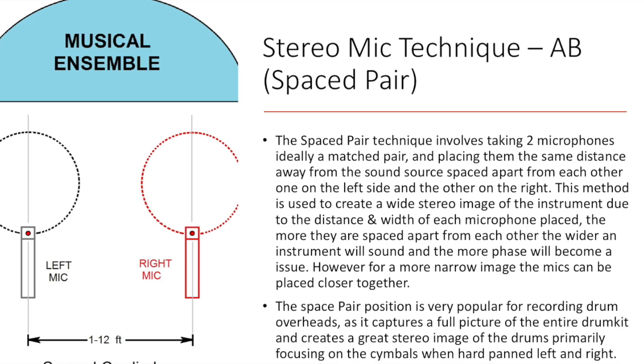This method is used to create a wide stereo image of the instrument due to its distance and the width of each microphone placed. The more they are spaced apart from each other, the wider the instrument will sound and the more phase will become an issue. However, for a more narrow image, the mics can be placed together. The space pair position is very popular for recording drum overheads, as it captures a full picture of the entire kit and creates a great stereo image for drums, primarily focusing on the cymbals when hard panned left and right.